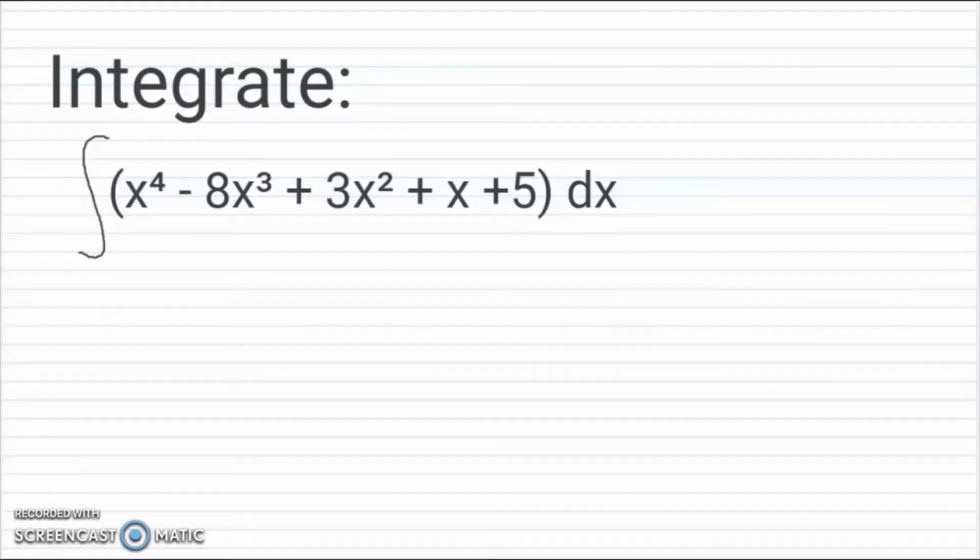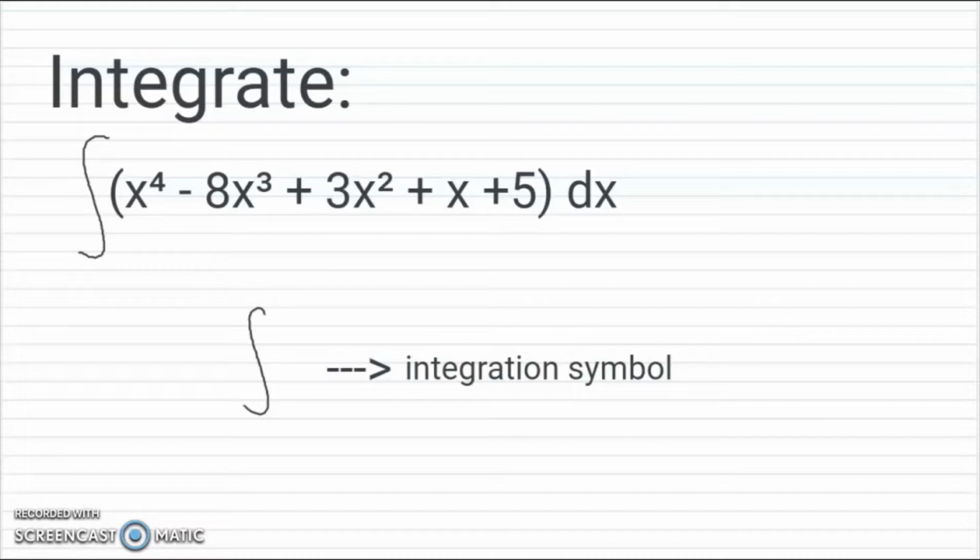Say we are presented this. We will integrate this thing. We read this as the integral of x raised to 4 minus 8x cubed plus 3x squared plus x plus 5 with respect to x, or the antiderivative of x raised to 4 minus 8x cubed plus 3x squared plus x plus 5 with respect to x.